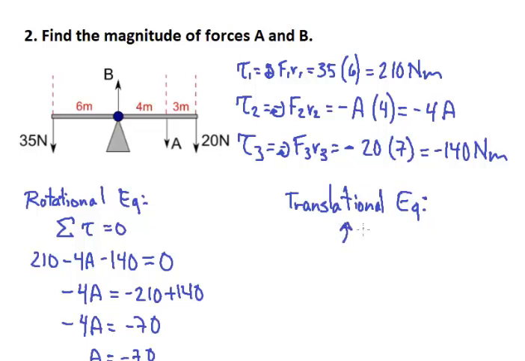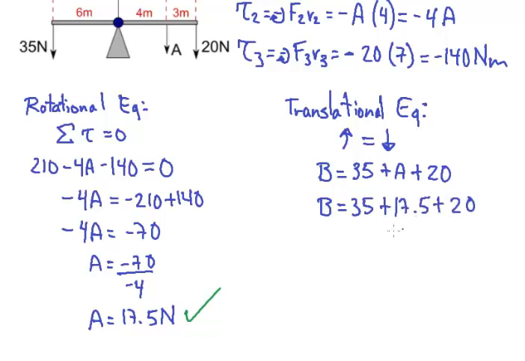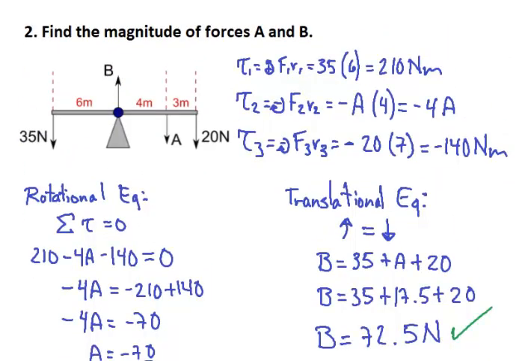This vertical analysis means up equals down. That will be a vertical analysis of translational equilibrium, the upward force being only B, and the downward forces being 35, A, and 20. Now I know that A is 17.5, so I'm going to substitute that. B equals 35 plus 17.5 plus 20. I just need to add, and that will give me 72.5 newtons. That will be the magnitude for the force B. I found A, I found B, I already solved the exercise. That's how we do it.